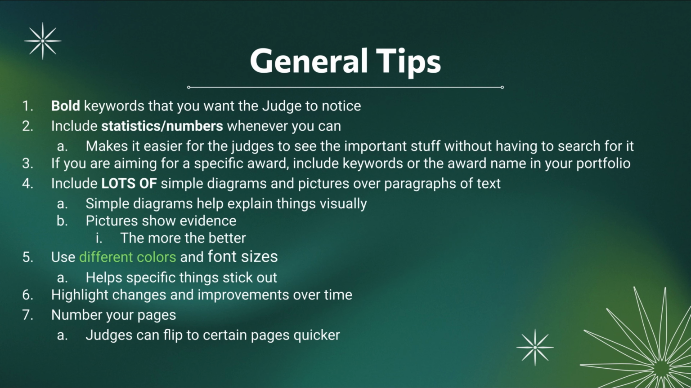If you're aiming for a specific award, include keywords from the award description or the award name in your portfolio. You can also include lots of simple diagrams and pictures over paragraphs of text. It's because simple diagrams help explain things visually, which is much easier to see if you're a judge who only has a specific amount of time to look through your portfolio. Pictures also show evidence that these events actually happened.